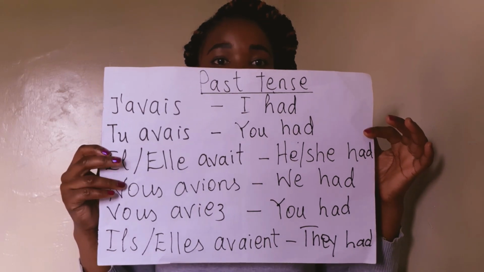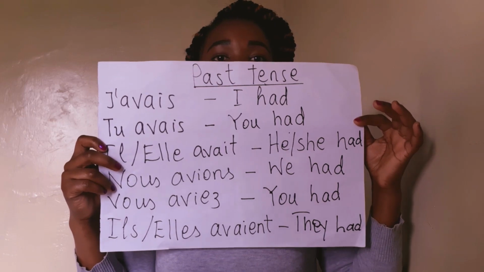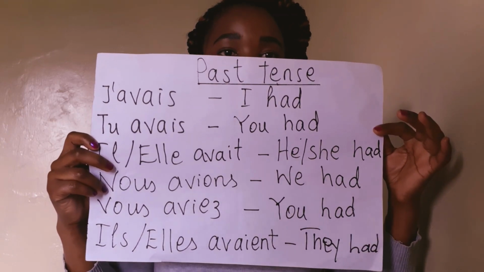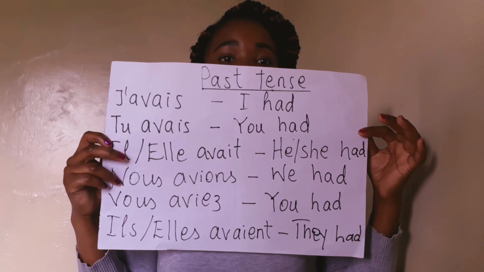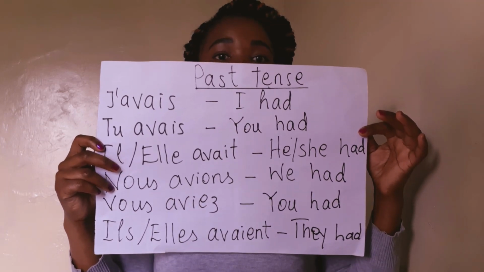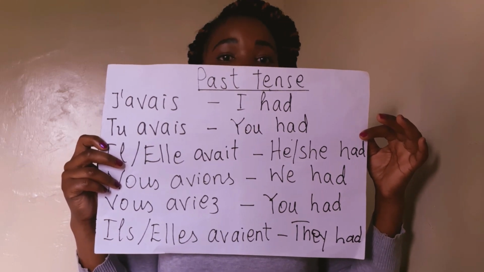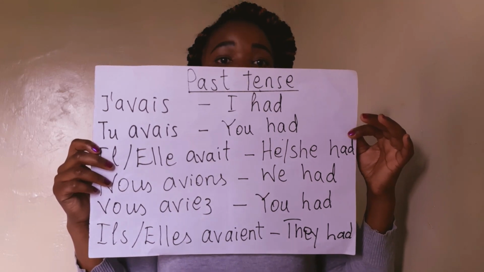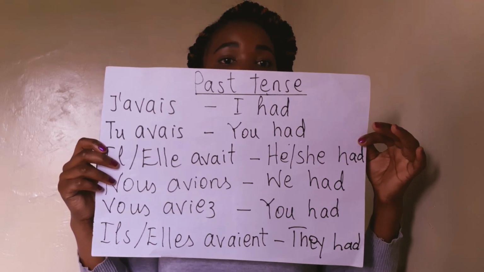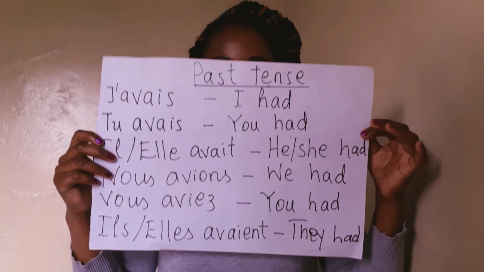We have nous avions to mean we had, we have vous aviez to mean you had, and we have ils or elles avaient. So the two mean they had. The first, ils, is for the case of masculine, and elles is for feminine. So we say ils avaient or elles avaient. Now let's look at the future tense.